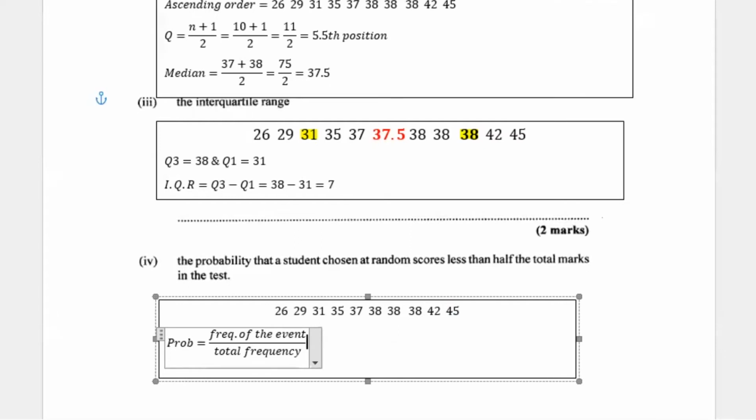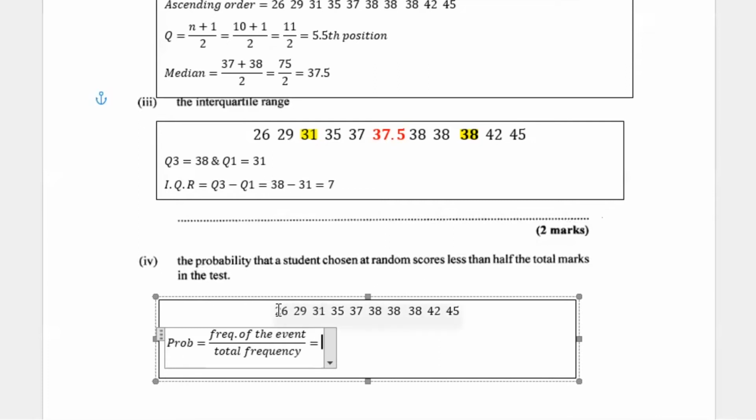In this case, there are 10 outcomes, or the frequency is 10, if you want to look at it that way too. We're looking at the number of possible outcomes, or the frequency of the event. The event that we're looking at is the number of students that score less than half of the total marks in the test. The total marks is 60, so half of the total marks would be 30. So we're looking for how many students scored less than 30 in the test.